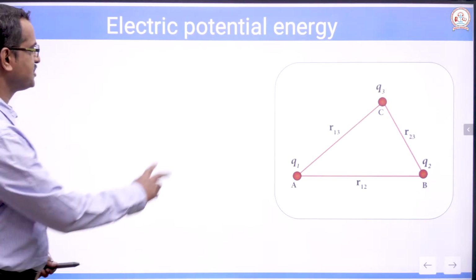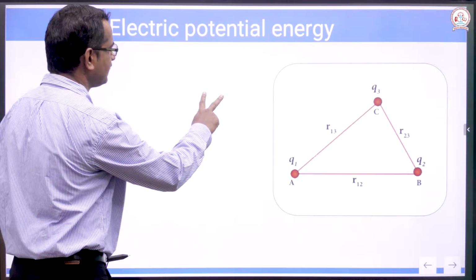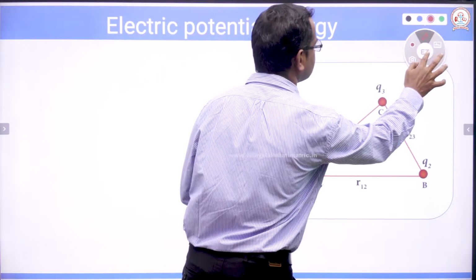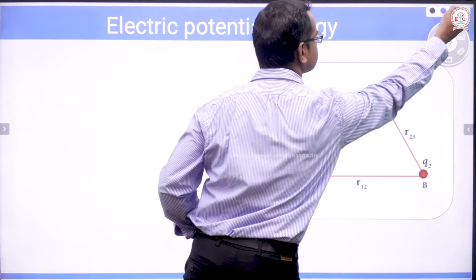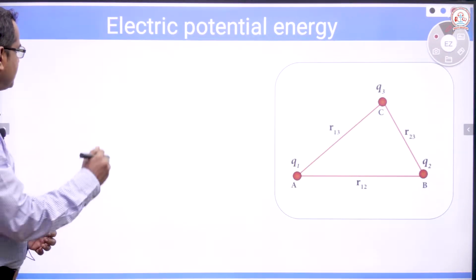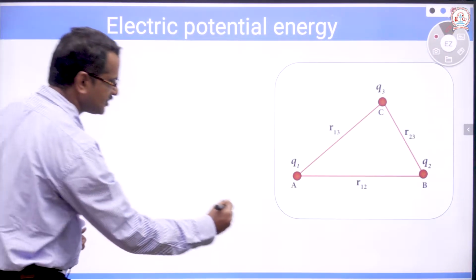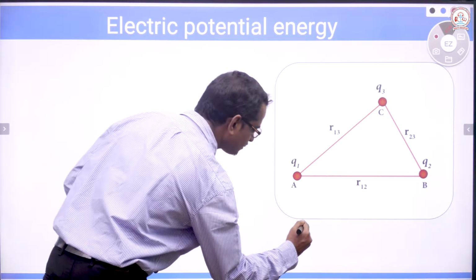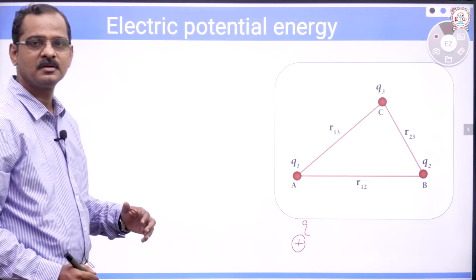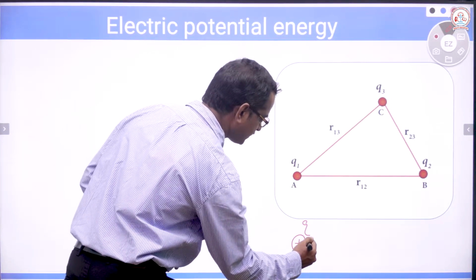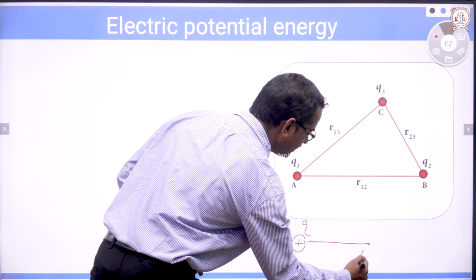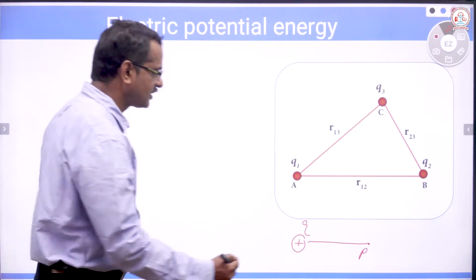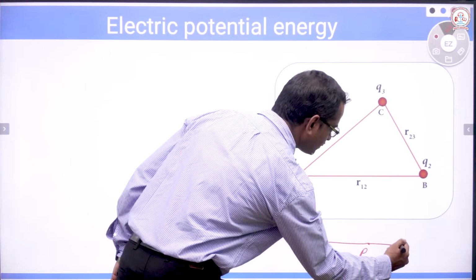Electric potential, you just imagine a charge Q is here. Now consider a point P just away from the charge, and consider another point Q.